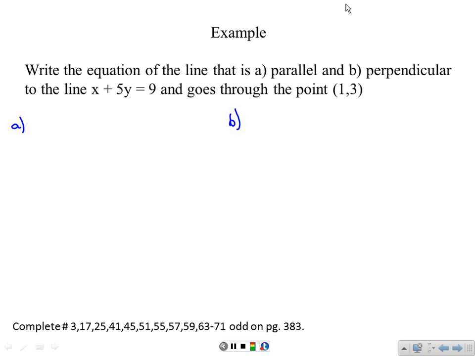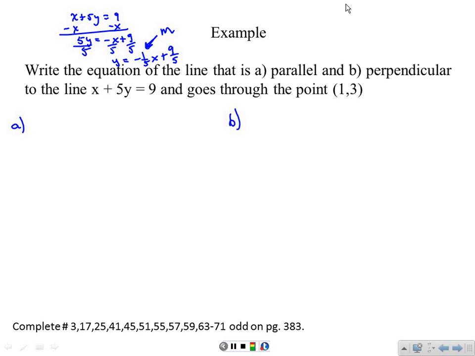So the first thing we need to do is find the slope. So if we have x plus 5y is equal to 9. To find slope, we've got to get it in slope-intercept form. So we'll have 5y is equal to negative x plus 9. And then divide everything by 5. And so we have y is equal to negative 1/5 x plus 9/5. So here is your slope. There's your slope, negative 1/5.